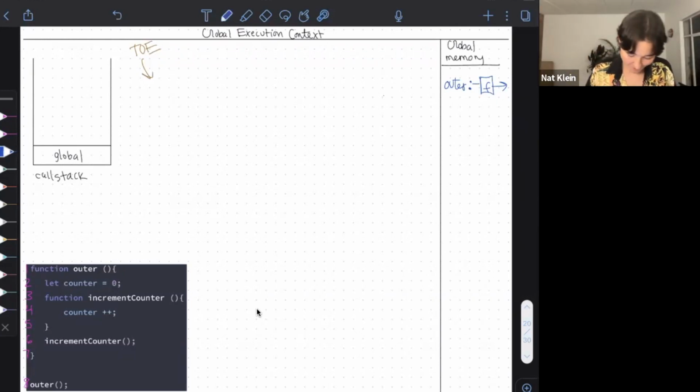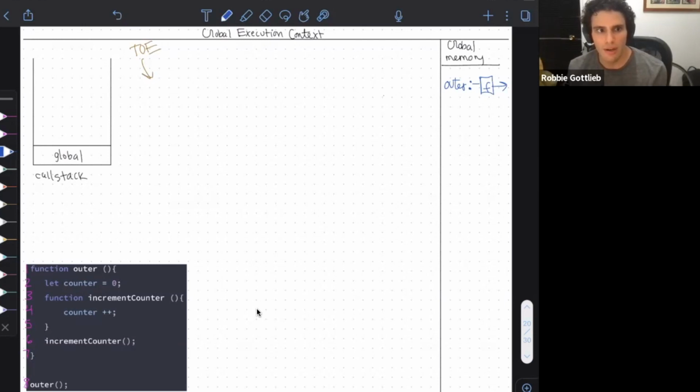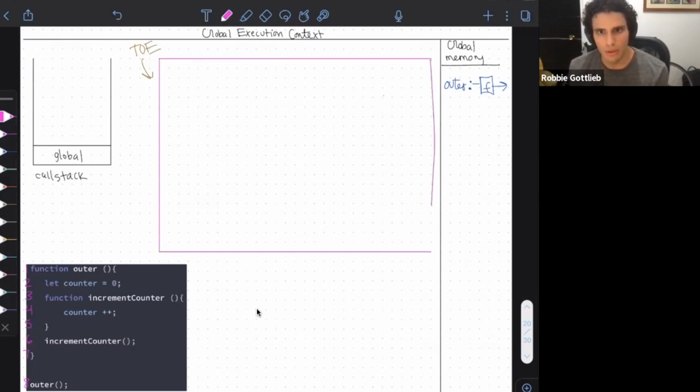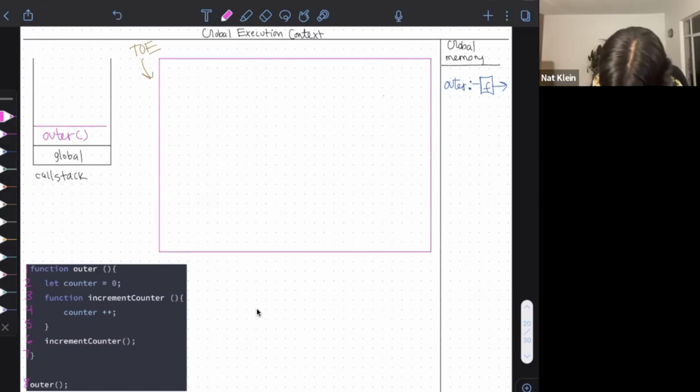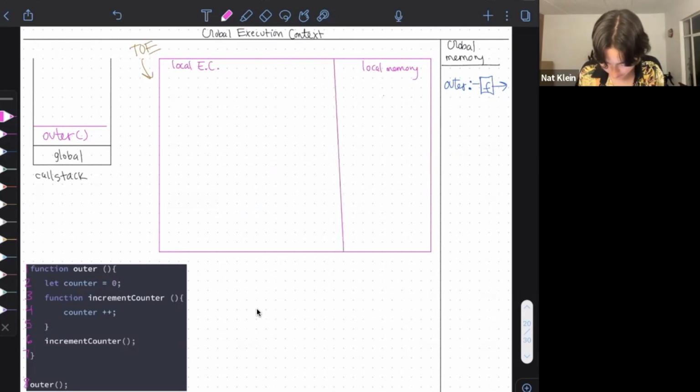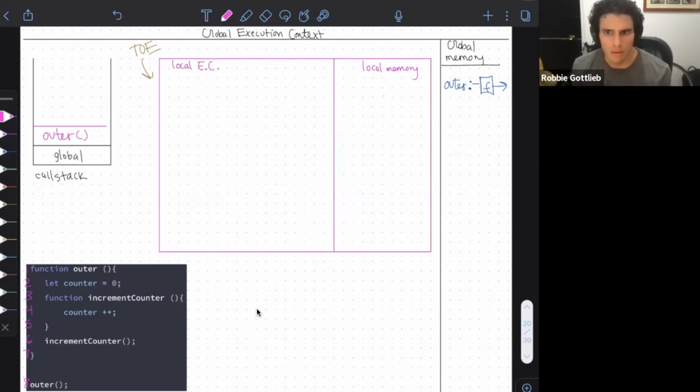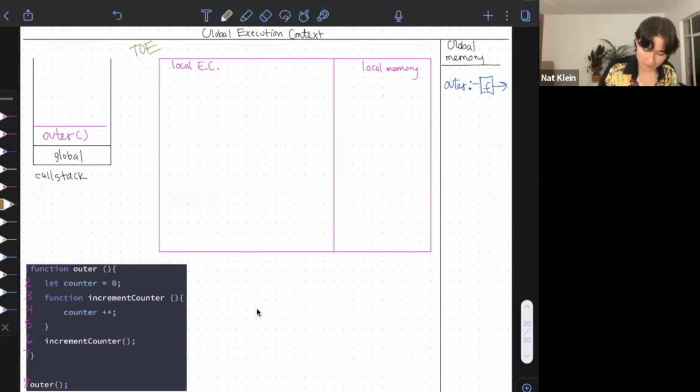And then we go to line 8, and we're going to call function outer, which adds it both to our call stack and opens a local execution context for the outer function with local memory. Yep, we have our local execution context. I'm abbreviating that, as you see here, with its local memory. This is for the function outer. We've just pushed the associated stack frame onto the call stack. Beautiful. And then our thread of execution weaves into this local execution context.